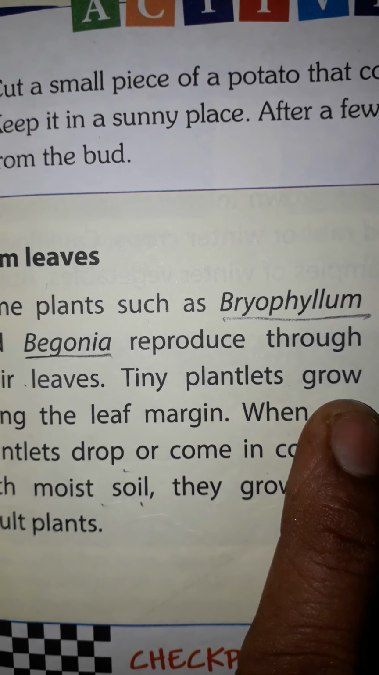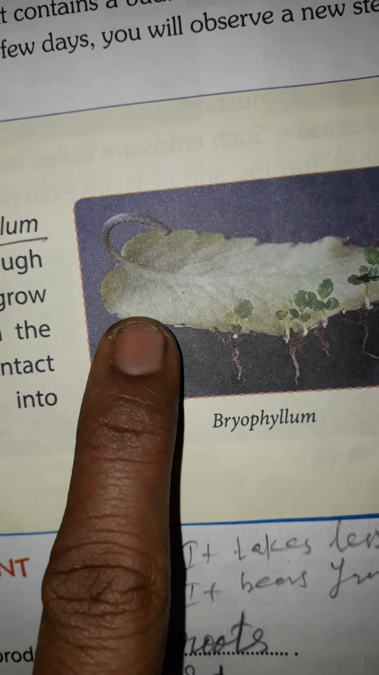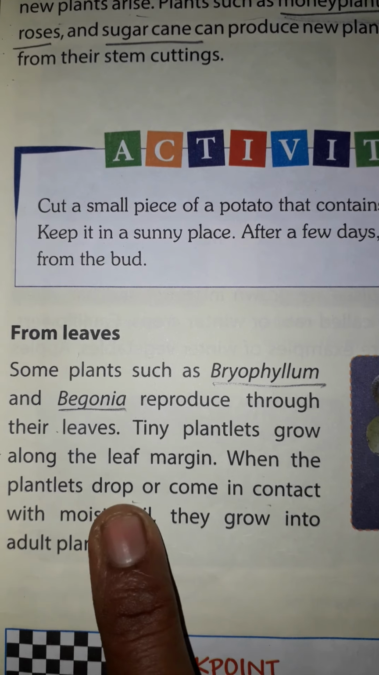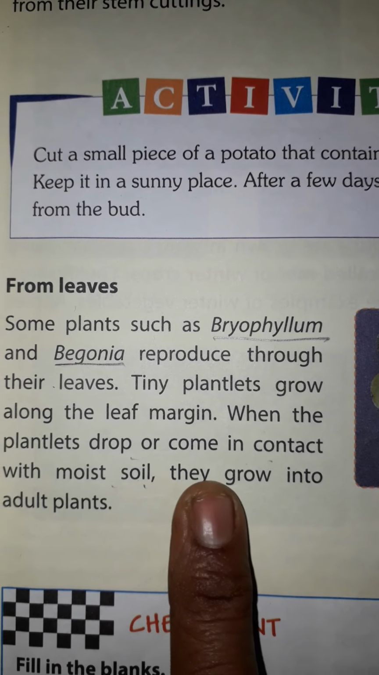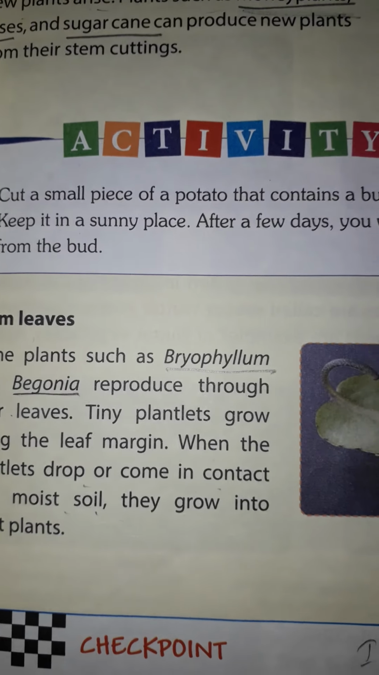Tiny plantlets grow along the leaf margin. This is the leaf margin. Along the leaf margin, tiny means what? Small. Plantlet, a new small plant, will grow. When the plantlets drop or come in contact with moist soil, they grow into adult plants.